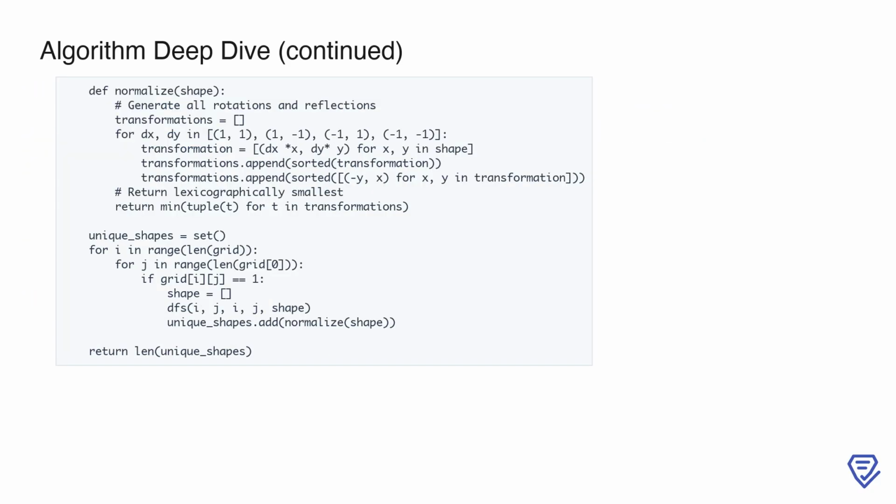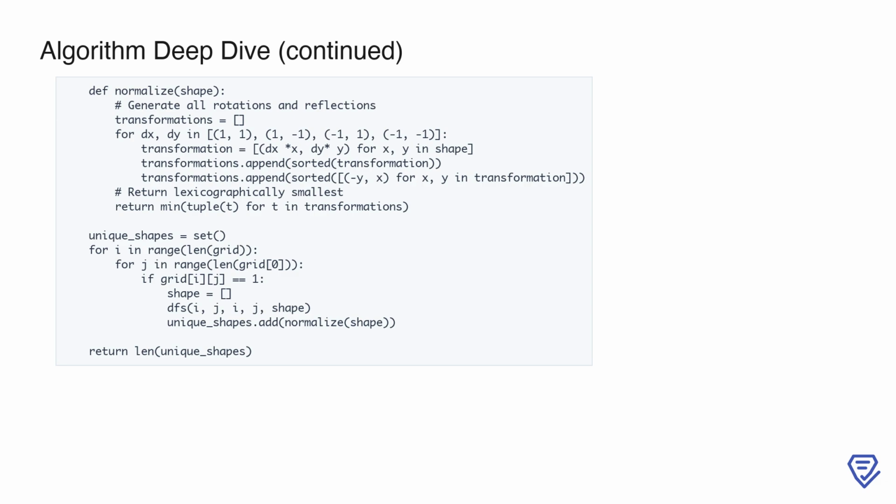The normalization process is key to ensuring that all equivalent shapes are treated as the same. To normalize, we generate all 8 transformations of the shape, including the original orientation, its rotations, and reflections. For each transformation, we sort the coordinates to standardize their order, and then we select the lexicographically smallest transformation to represent the shape's canonical form. This guarantees that no matter how the shape is oriented in the grid, its representation is consistent.